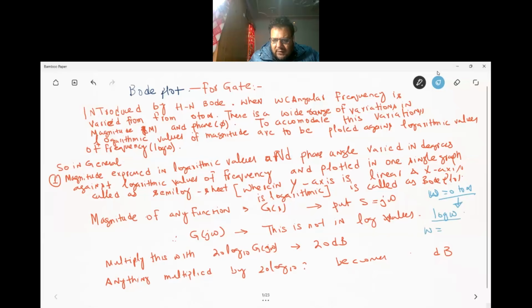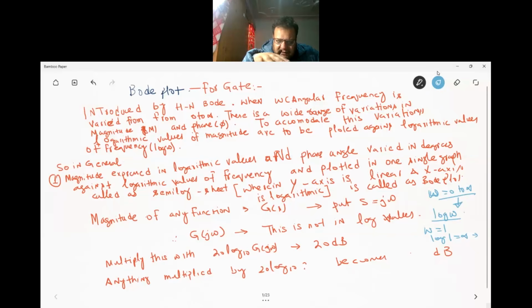Now, if you look at omega equal to 1, log of one value will give you infinity. In a calculator, it will give you a math error. So, if any transfer function is given, its magnitude as well as its phase, when plotted against logarithmic values of frequency, gives you the complete picture. Magnitude as well as phase accommodated in one single plot is called a Bode plot.